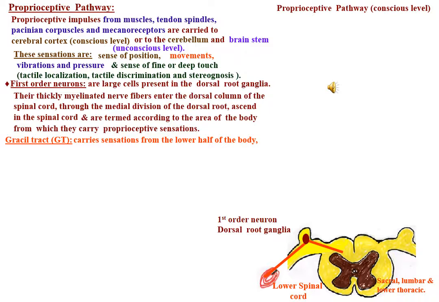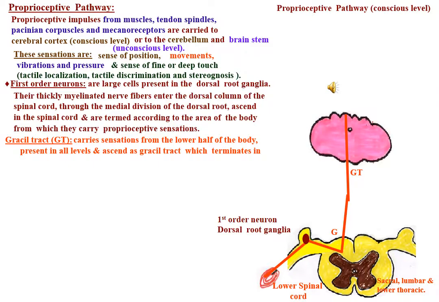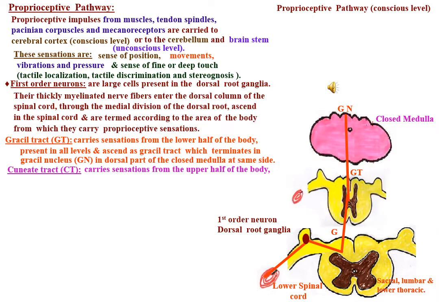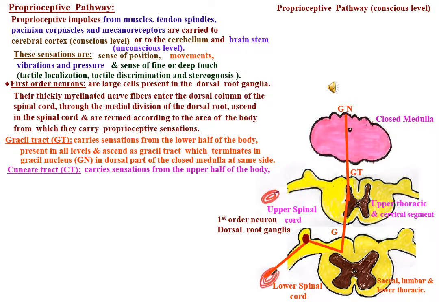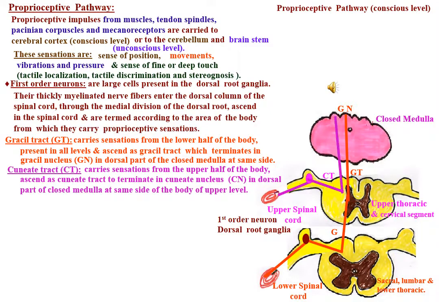it is present in all levels of the spinal cord, and ascends as the gracile tract, which terminates in the gracile nucleus in the dorsal part of the closed medulla at the same side. Cuneate tract carries sensations from the upper half of the body, upper thoracic and cervical segments, and ascends as the cuneate tract to terminate in the cuneate nucleus in the dorsal part of the closed medulla at the same side of the body. Second order neurons are the cells of the gracile and cuneate nuclei present in the dorsal part of the closed medulla at the upper level.